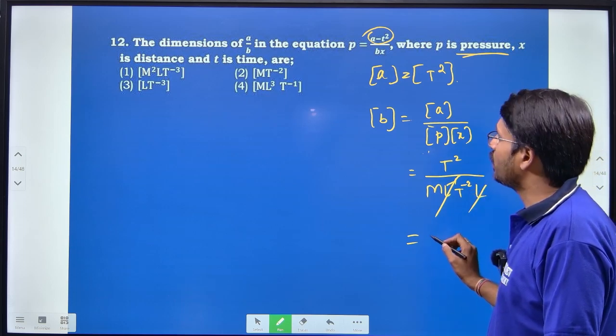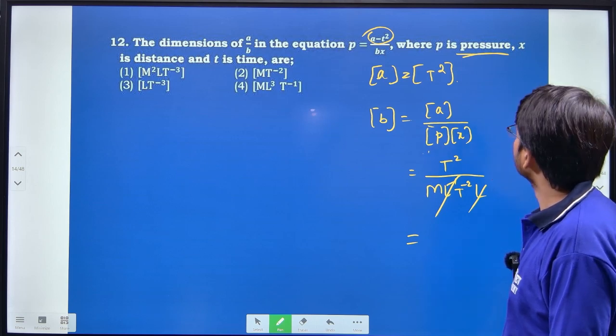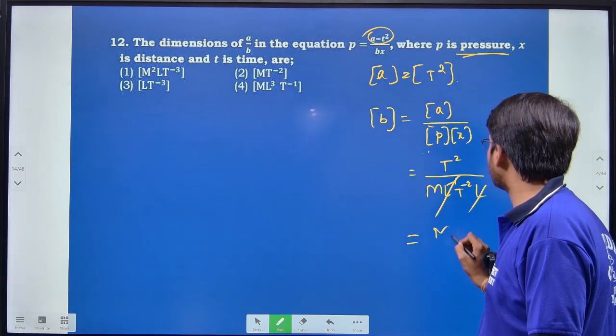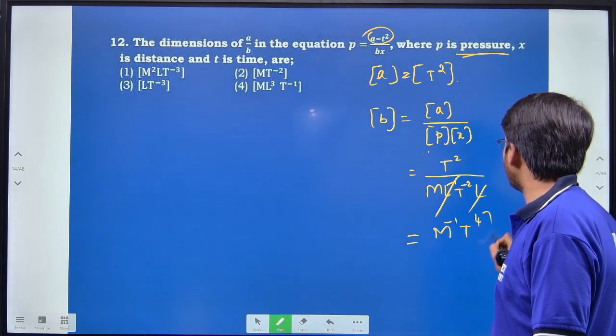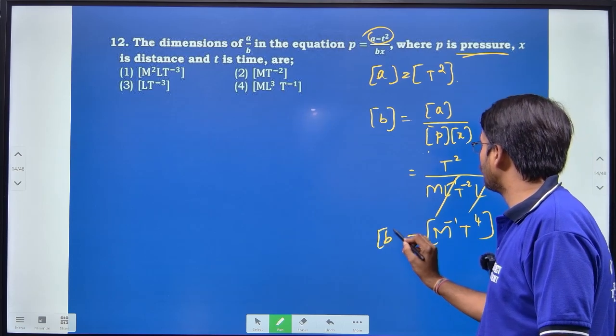Therefore what we can write, B will be having m power minus 1, T power 4. So that is the dimensional formula for B.